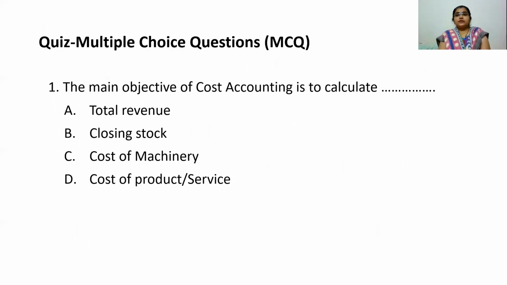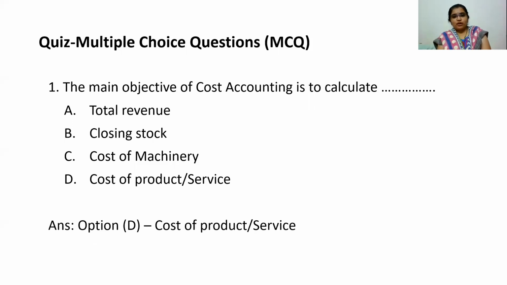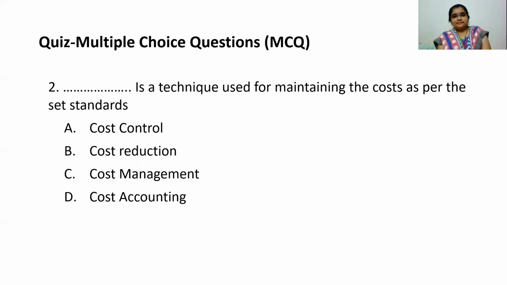After concluding this topic of this session, we need to try some MCQs which will help us know what exactly the topic is on. The first question is: the main objective of cost accounting is to calculate the total revenue, closing stock, cost of machinery, or cost of product or service. It is obviously the last one, that is cost of product or service.